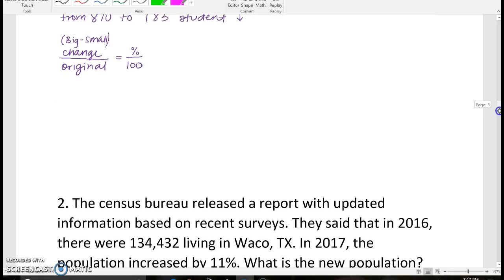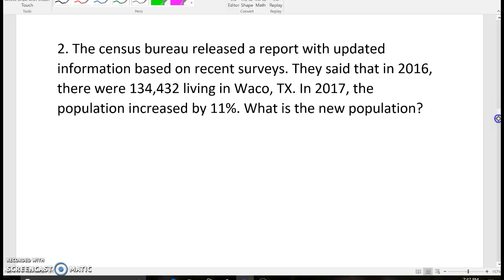Okay, so now let's take a look at question 2. Question 2 says, the Census Bureau released a report with updated information based on recent surveys. They said in 2016, there were 134,432 people living in Waco, Texas. In 2017, the population increased by 11%. What is the new population?